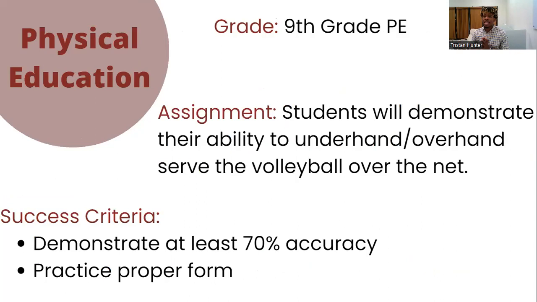Let's take a look at what this looks like in a 9th grade PE class. So let's say that the assignment is that the students will demonstrate their ability to underhand and overhand serve the volleyball over the net. Now, here's the success criteria. The teacher said that the students just needed to be able to demonstrate at least 70% accuracy in the things that they're doing. But not only that, the students should also be able to practice proper form.